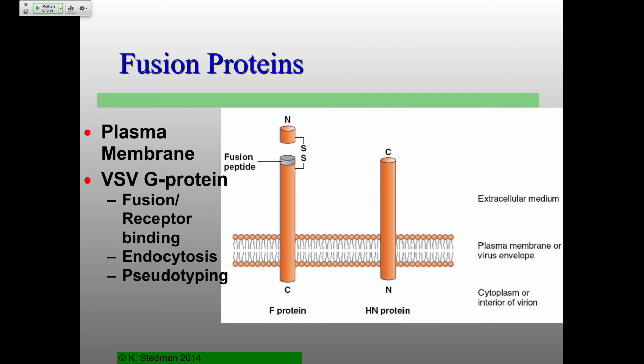Okay, so let's back up here a little bit. So this is the example here from paramyxoviruses. There's a receptor binding protein and a fusion protein, separate proteins. VSV, which is a rhabdovirus, and all the rhabdoviruses, these two proteins are combined. And then the second thing is that with VSV, you can exchange that glycoprotein for lots of other proteins and then get VSV to infect lots of other different cells. And that's how we have the creation of that Ebola virus.